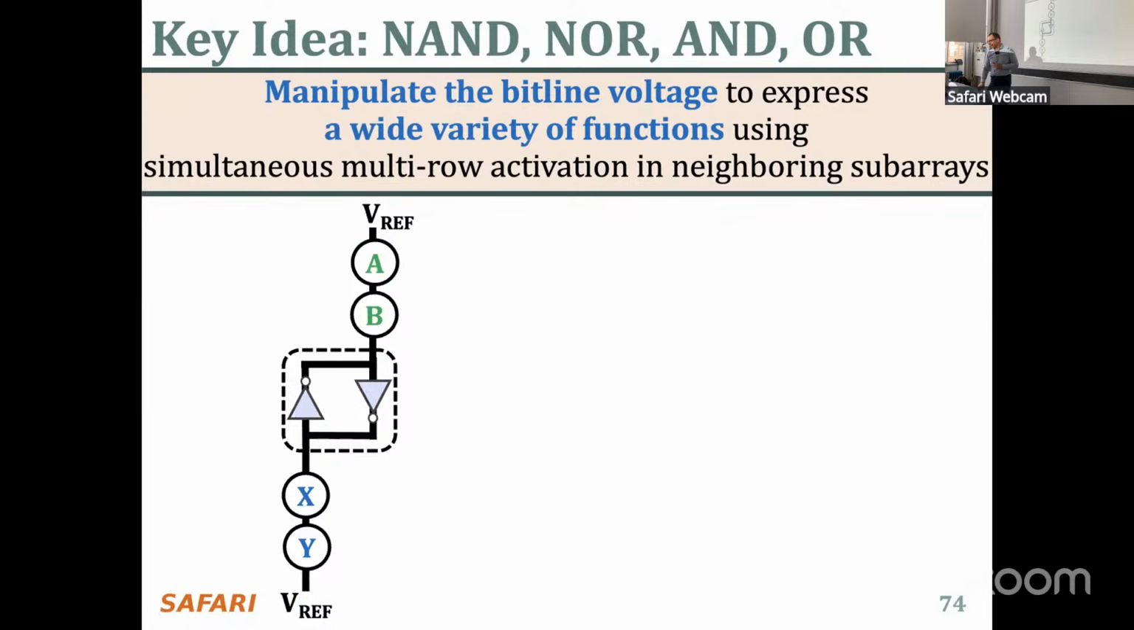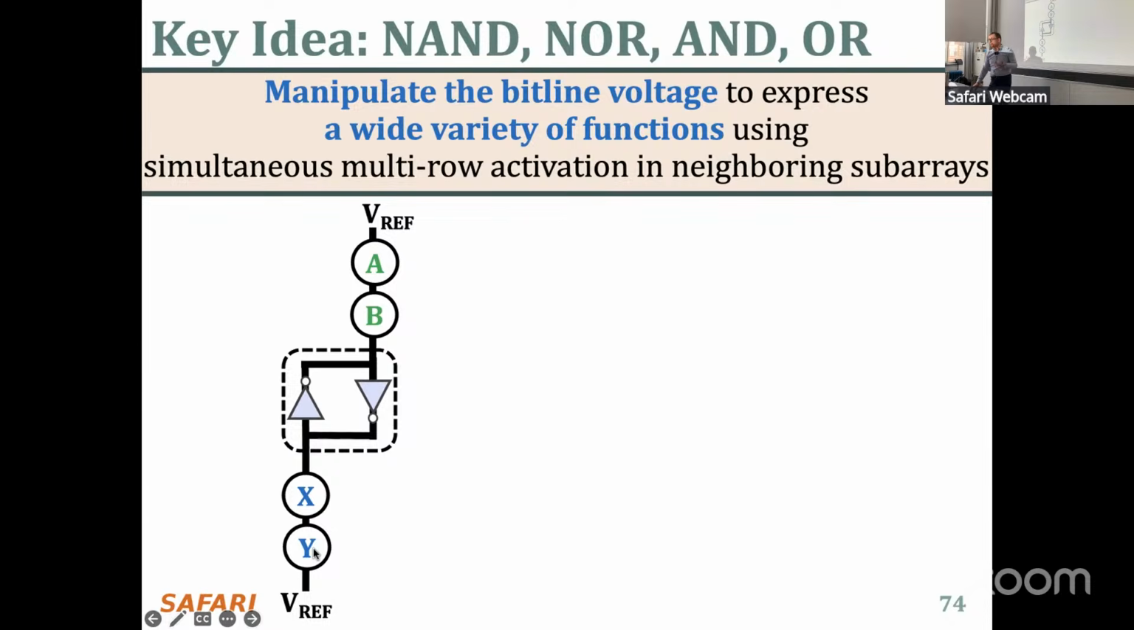This is a theoretical picture. If you have, let's say, two cells, A and B, on this subarray, this is the bit line over here, and then bit line bar over here, the other connected to the other end of the sense amplifier and to the other subarray. Let's say you have values A and B and X and Y, cells A and B and X and Y.